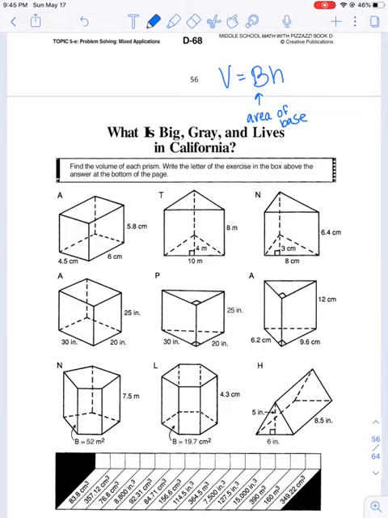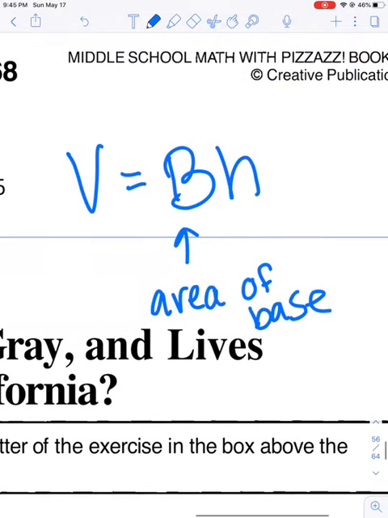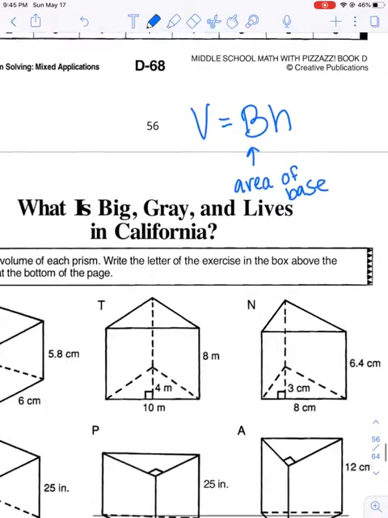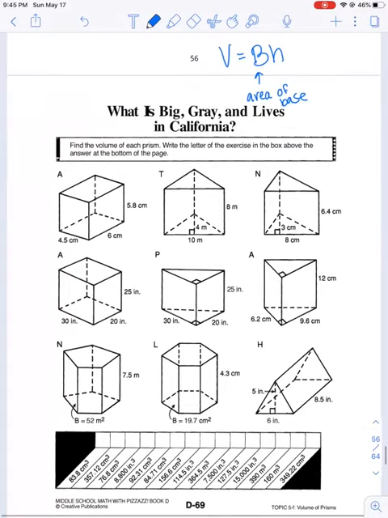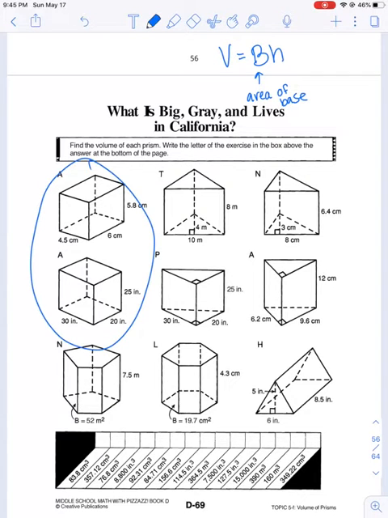Hey, more volume today. As a reminder, the formula for finding volume is you find the area of the base, then you multiply it by the height of the prism. So just looking at an overview of this page, some things that are really important to consider is that for a rectangular prism, you get to choose whatever side you want to be the base.